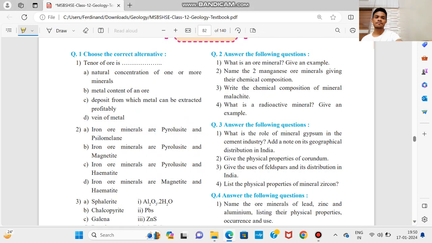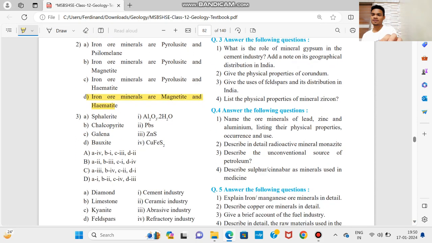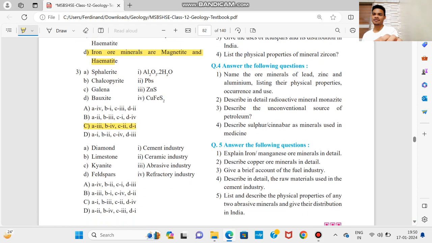Our exercise part comes now. Tenor is an ore of dash. Metal content of an ore. Iron. Identify the iron ores, the correct one: magnetite and hematite. The third is the C option. You have to see it and mark it. I'm just giving you the answers directly. You can read it in the chapter. In fact, I've explained it.